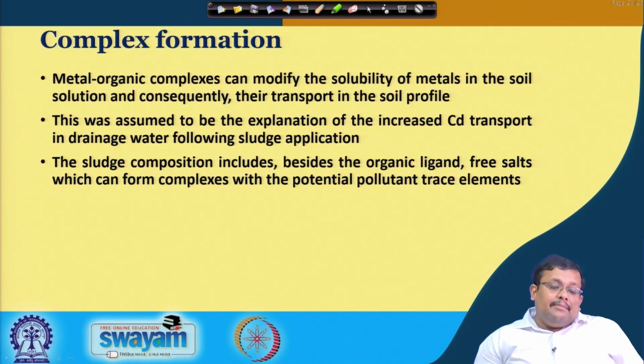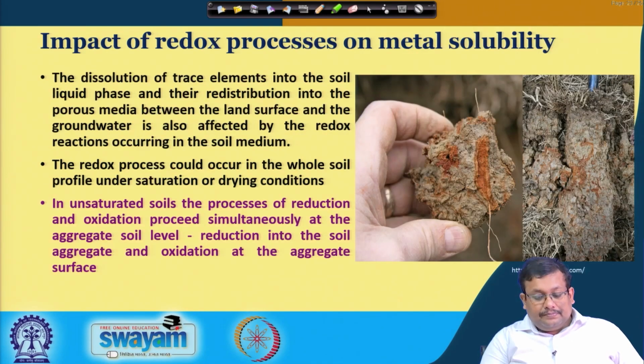Also, we have seen that the metal organic complex can modify the solubility of metals in the soil solution, and consequently their transport in the soil profile. This solubility modification was assumed to be the explanation of the increased cadmium transport in drainage water following the sludge application. Remember, the sludge composition includes, besides the organic ligands, free salts which can form complexes with the potential pollutant stress elements.